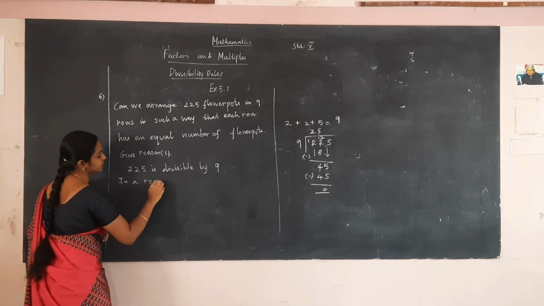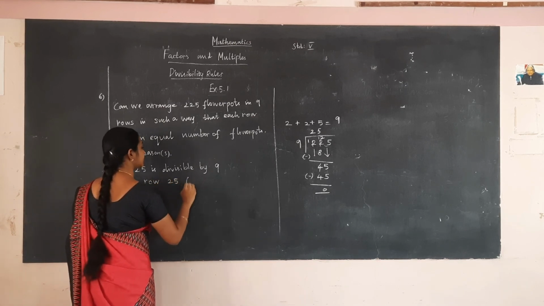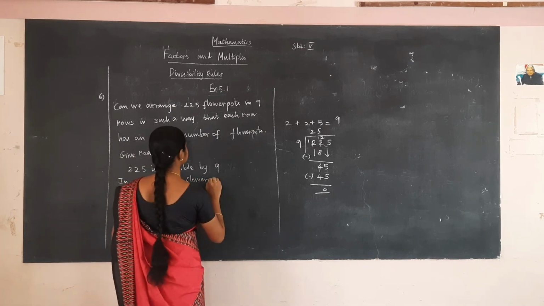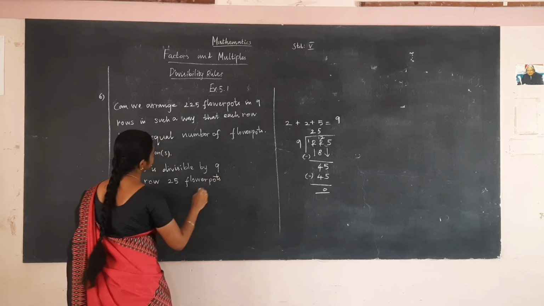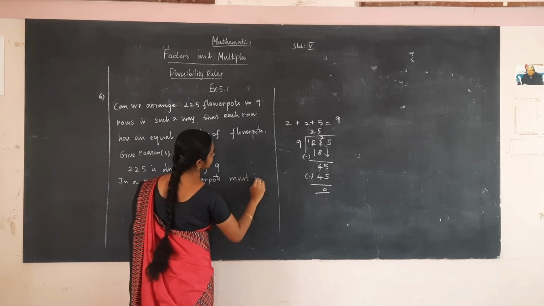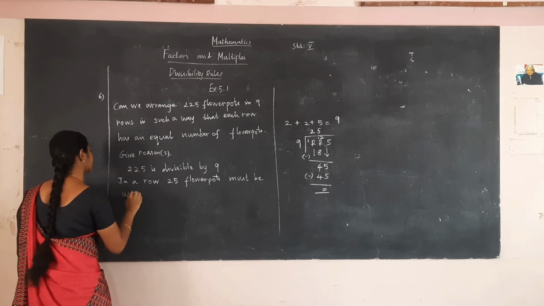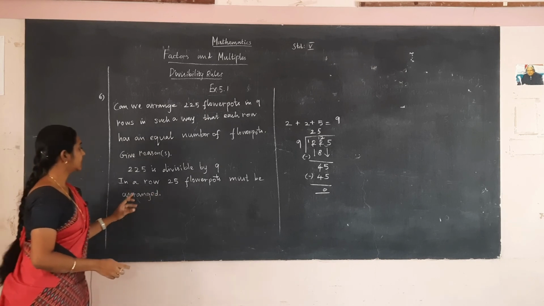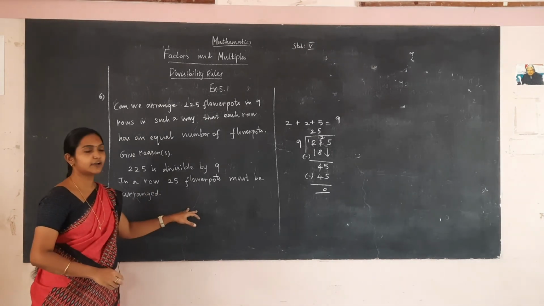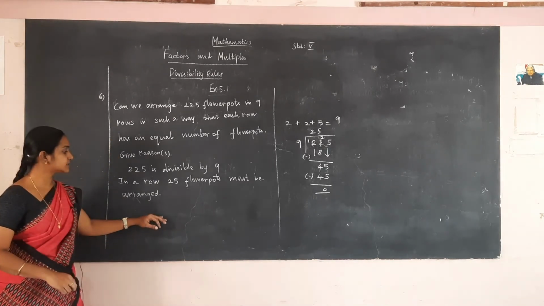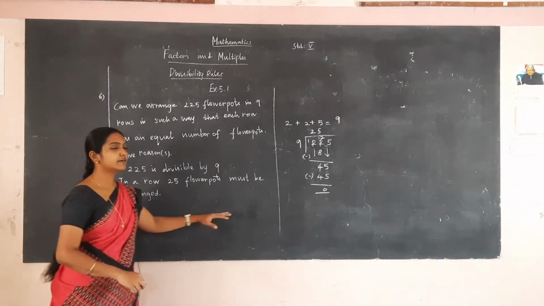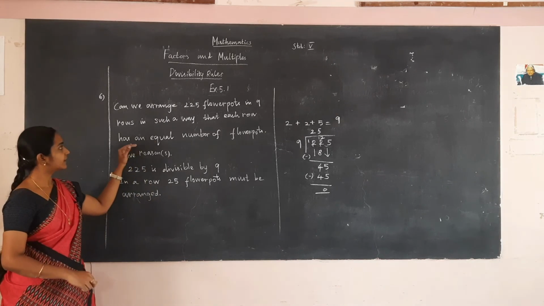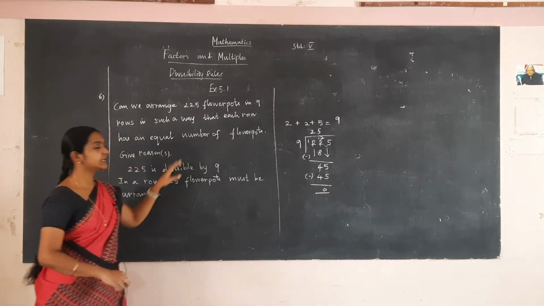In a row, 25 flower pots must be arranged. In a row, we have to arrange 25 flower pots. In 9 rows, we have to arrange 25 flower pots. So the total flower pots will be 225. We have arranged an equal number of flower pots in 9 rows.